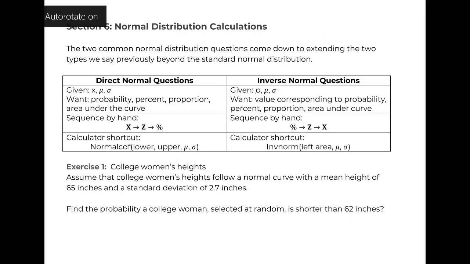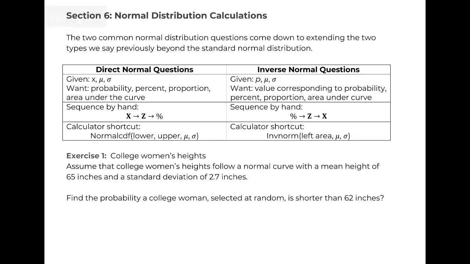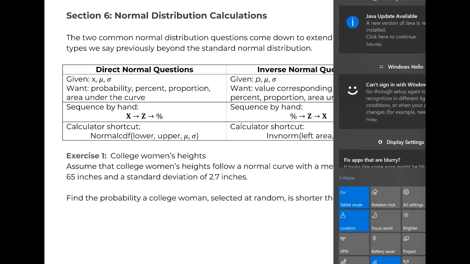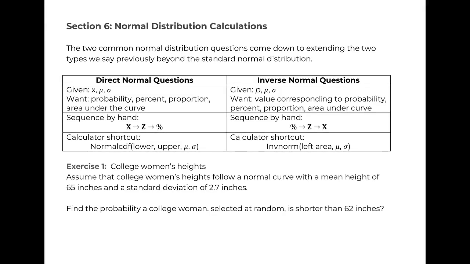All right, so now we're going to put this all together. What we've been doing is a little bit basic. We're just dealing with the z-scores, but in reality, this could work for any normally distributed variable. So we have two different types of questions that we're going to encounter. Direct questions, where we're asked for a probability, and inverse questions, where we're given a probability percent and we want a value out for the distribution.